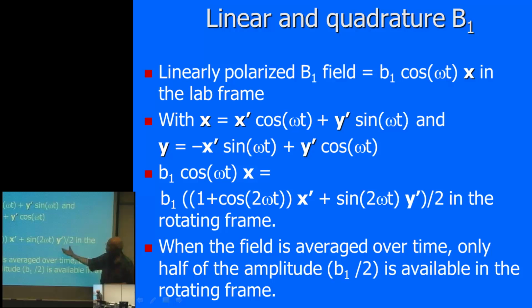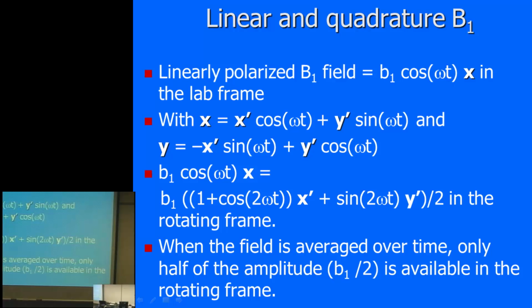If I want to measure the field through time, meaning I average the field over time, then this term is gone. Average over a sine function, average over a cosine function, this term is gone. So what I have left is B1 divided by 2 in the rotating frame.